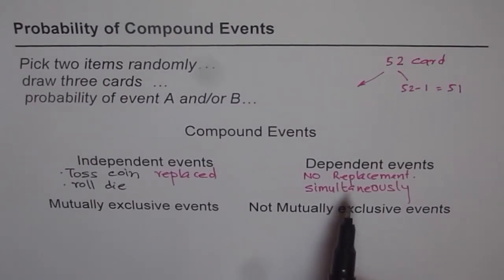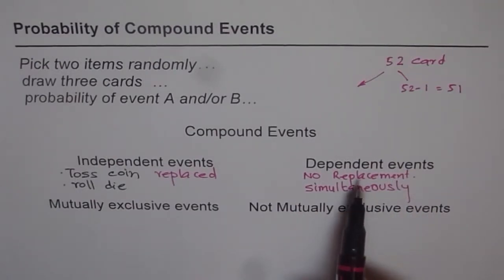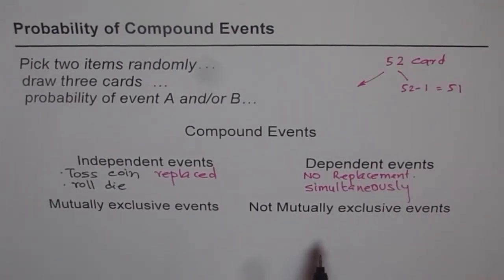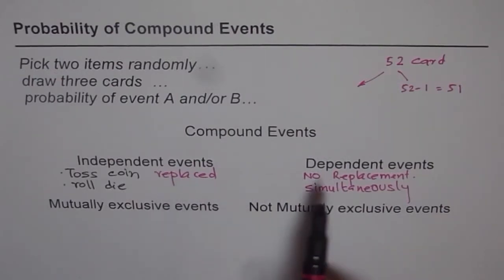You have to ask a very simple question. That is, the first event, does it affect the output of the second event? If it does, that means we are dealing with dependent events. If not, then we are dealing with independent events, right? So that is how we consider these two cases.